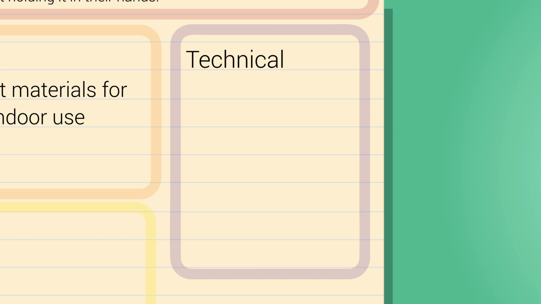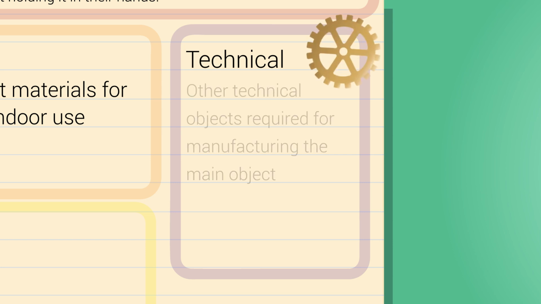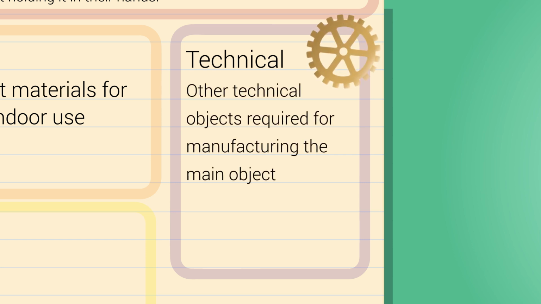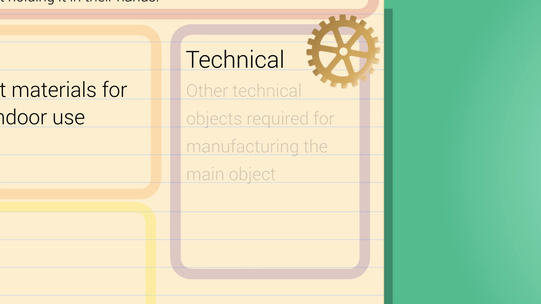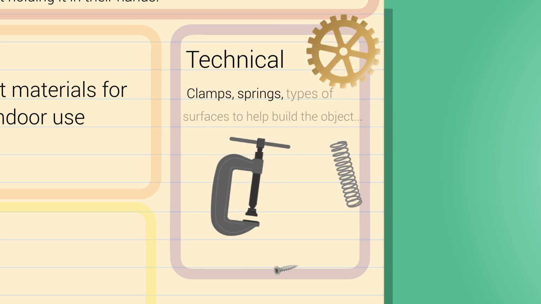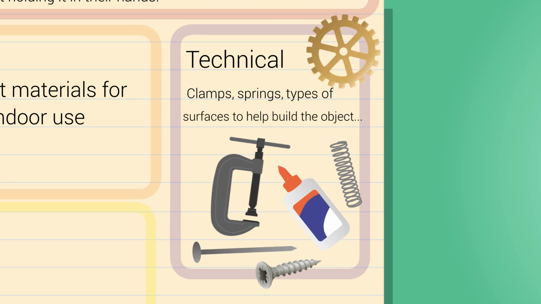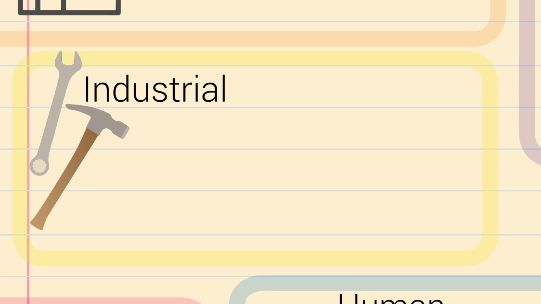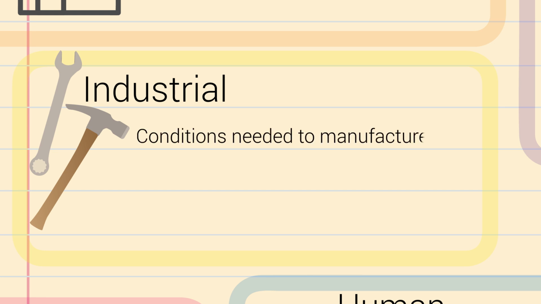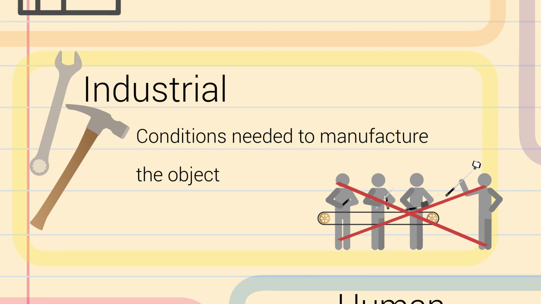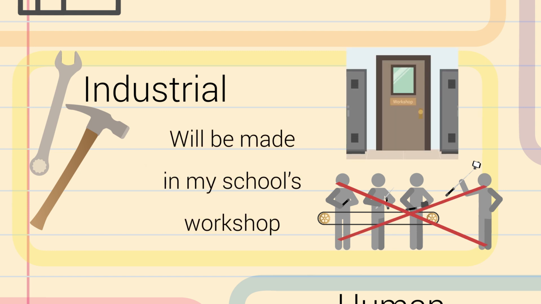The technical environment refers to the other technical objects that are required to manufacture the main object. For my prototype, I have to specify certain types of clamps, springs, and types of surfaces to help build the object that will hold my cell phone. The industrial environment refers to the conditions needed to manufacture the object. I don't have access to an assembly line. I will specify that the item will be made in my school's workshop.